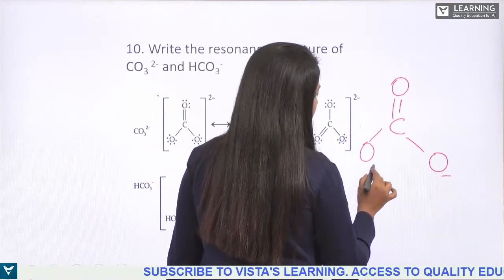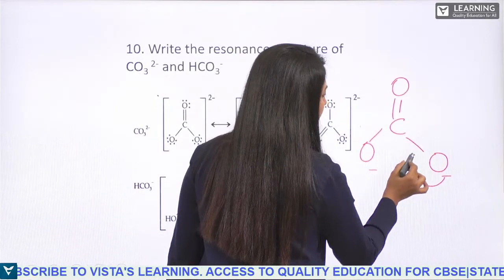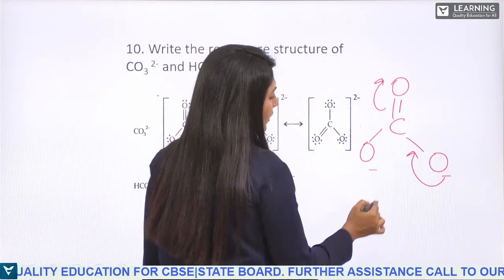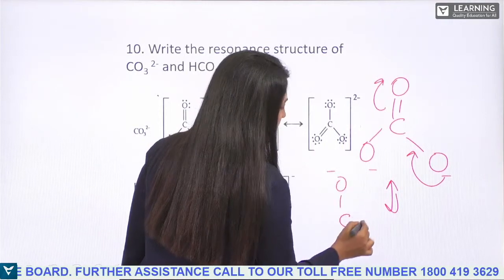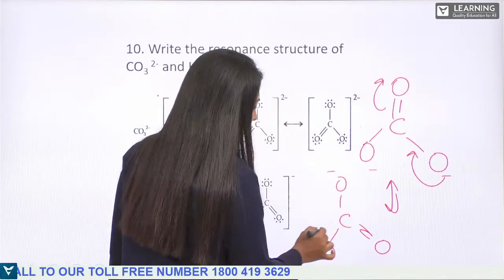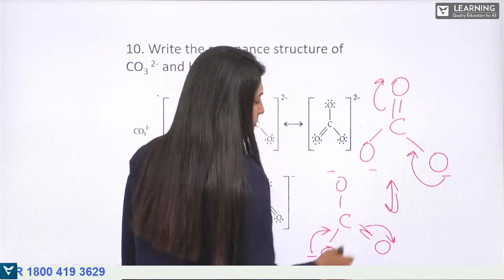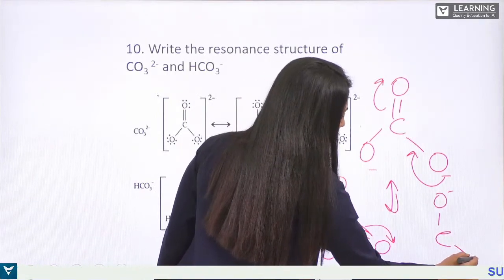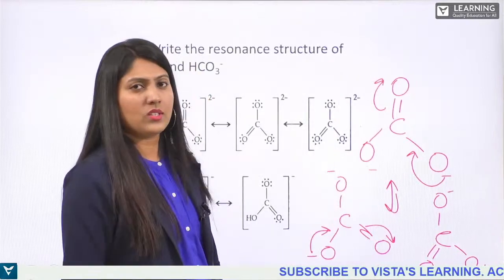So you will have a negative sign like this, and the negative charge will come as the double bond and this will shift back. So we'll get the carbon with O minus, here double bond O, and here O minus. Then what happens? This will shift as a double bond and this will go back as a minus. So C with O minus, here O minus, and here double bond O. So these are the three structures which are there for the carbonate ion.